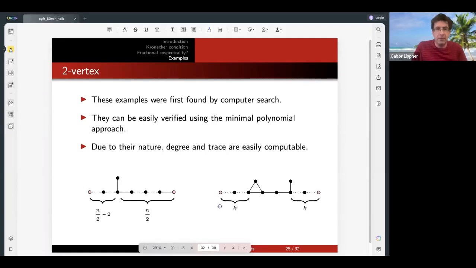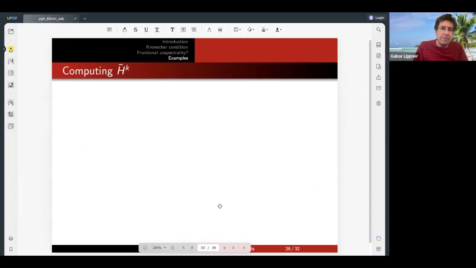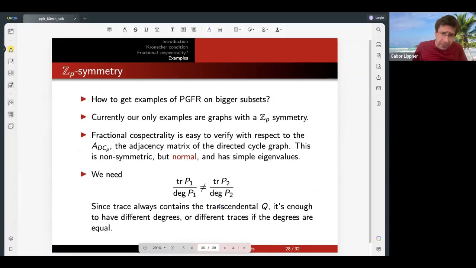They were all found by computer search, but it would be nice to understand what makes them work, which I don't really do. It's kind of magic, but we already know that cospectrality is kind of magic. So it's not so surprising that fractional cospectrality is also kind of magic. And then we have some examples with mod P symmetry. That's the only example we have where the subset is not two nodes.